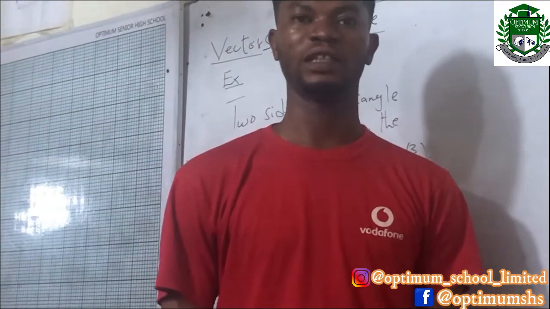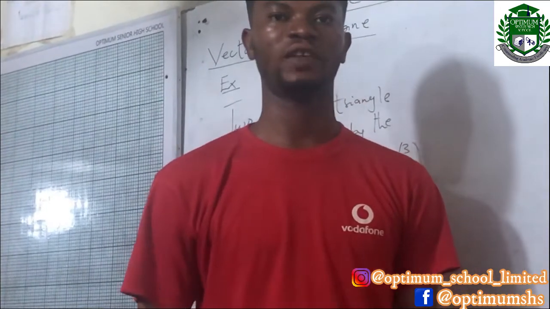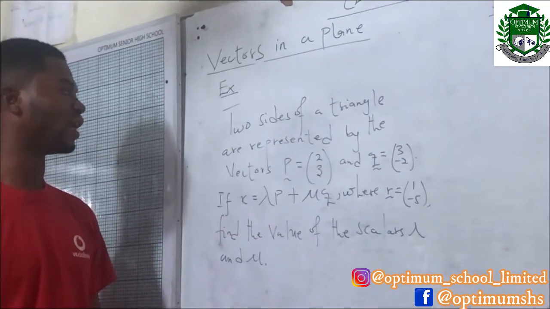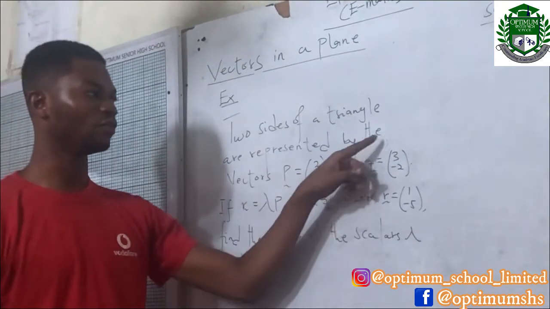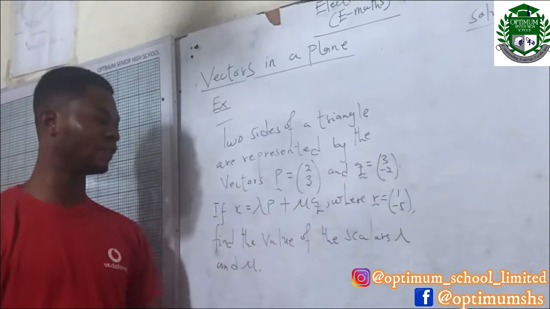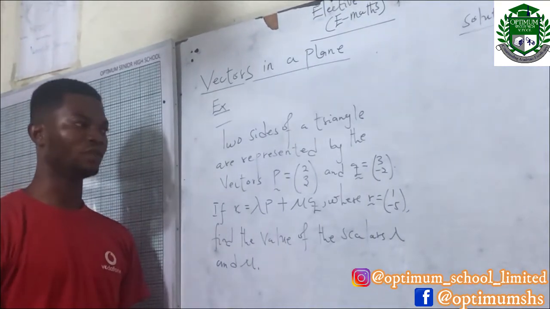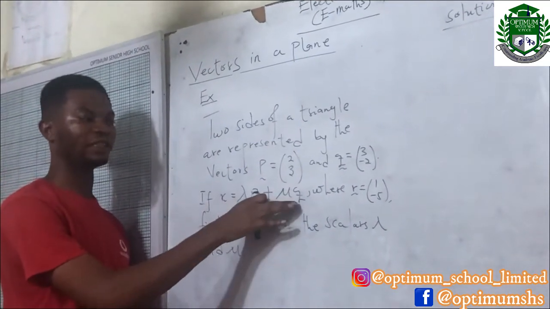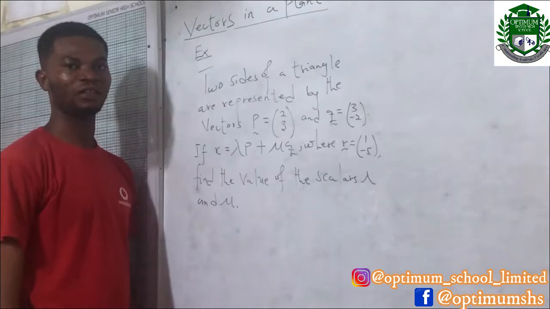So let's look at some examples on multiplication of a vector by a scalar and equality of vectors. We have some examples on the board. It says that two sides of a triangle are represented by vectors p, which has components (2, 3), and q, (3, -2). If r is equal to this expression, where r is also equal to (1, -5), find the values of the scalars lambda and mu. So here, realize that we have one vector equated to a multiplication of a scalar by the other two vectors.